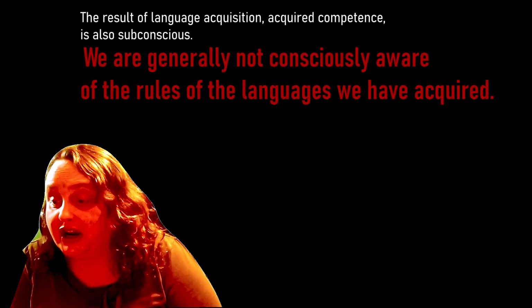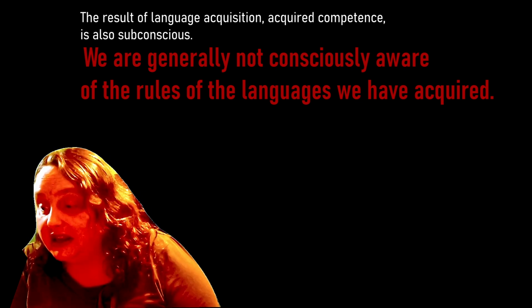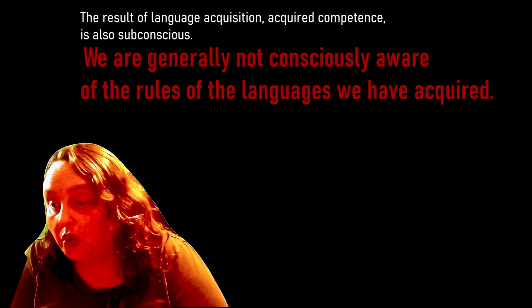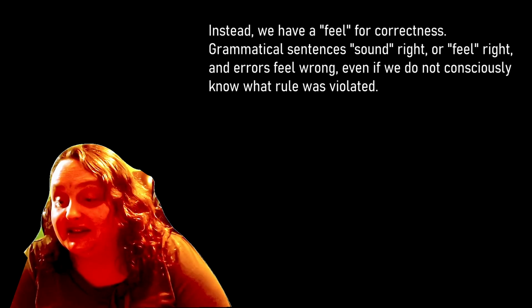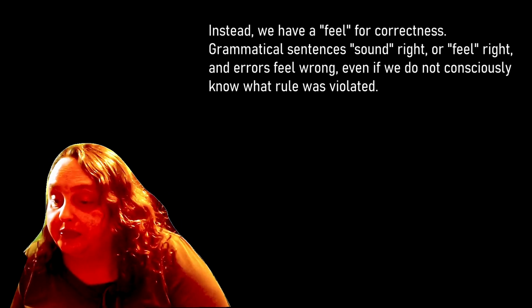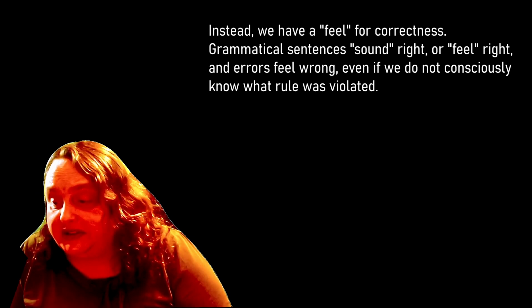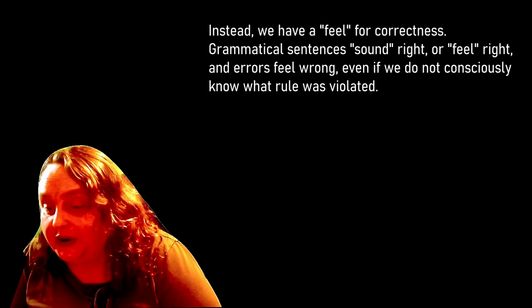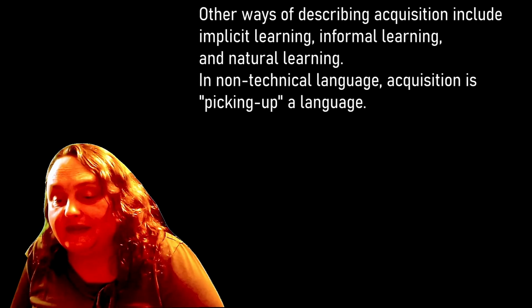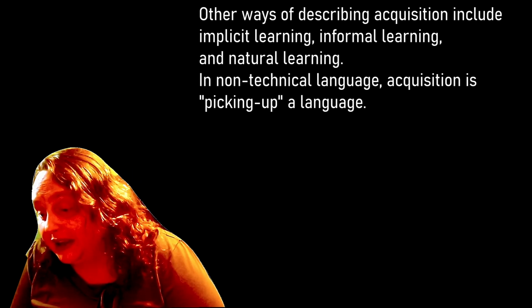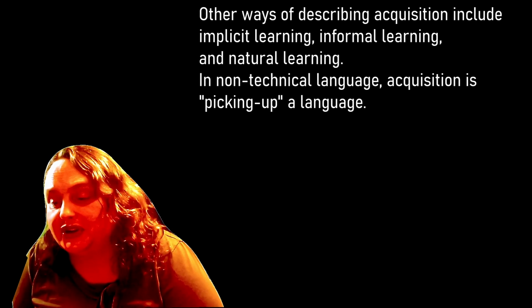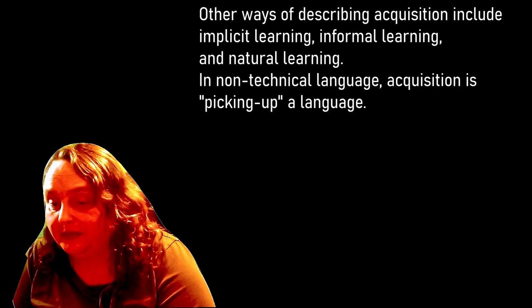The result of language acquisition, acquired competence, is also subconscious. We are generally not consciously aware of the rules of the languages we have acquired. Instead, we have a feel for correctness. Grammatical sentences sound right, or they feel right, and errors feel wrong, even if we do not consciously know what rule was violated. Other ways of describing acquisition include implicit learning, informal learning, and natural learning. In non-technical language, acquisition is picking up a language.